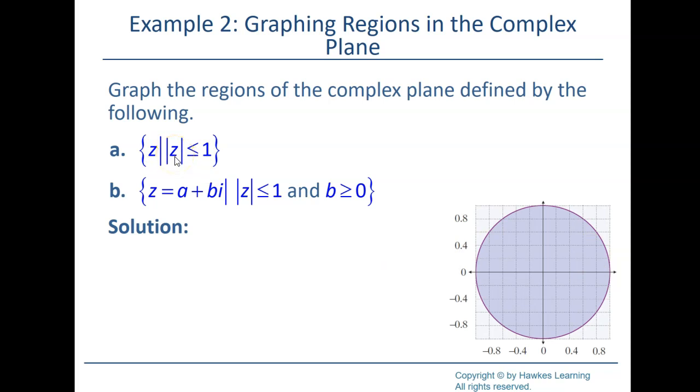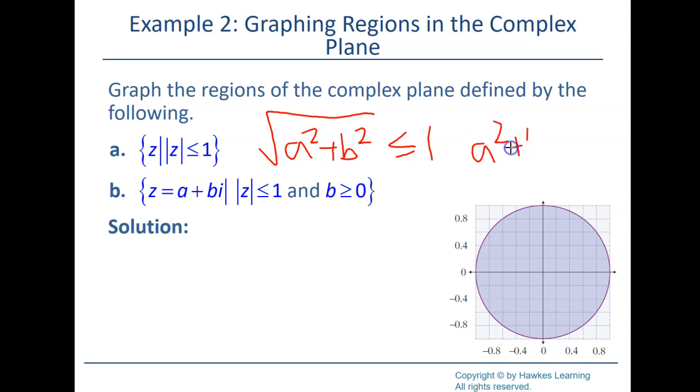The magnitude of z is the square root of a squared plus b squared. Well, square both sides. So the square root of a squared plus b squared, that's z, is less than or equal to 1. If you square both sides, you get a squared plus b squared is less than or equal to 1 still. We're just squaring both sides, just getting rid of that square root on the other. But 1 squared is 1. And that looks like a circle with radius 1. And that's what we get right there.